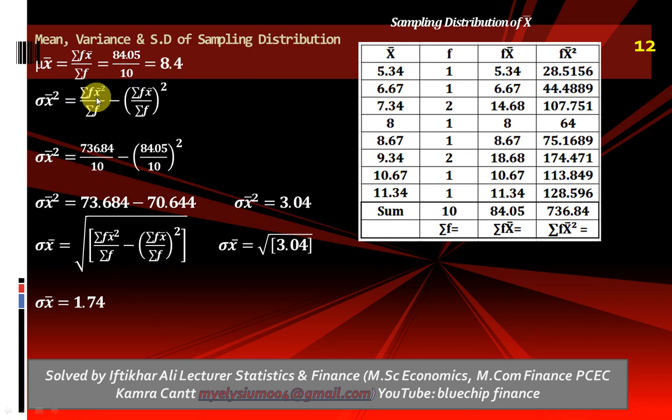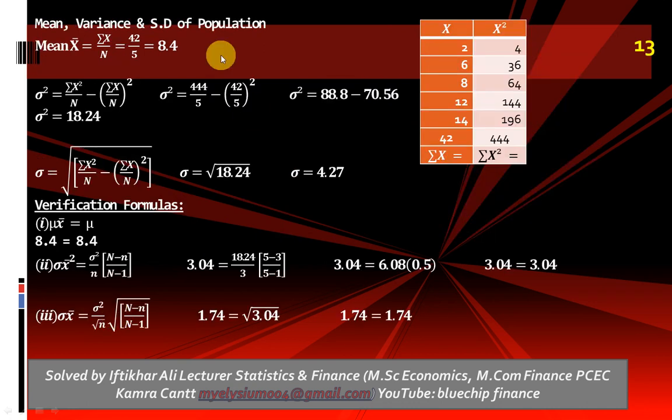Variance is sum of fx bar square over sum of f minus mean square, and after putting the values into this formula, variance is 3.04, and just simply take the square root of this variance, it will be equal to standard deviation, and that is 1.74. Now we move to the second part of the question, and that is the calculation of population parameters.